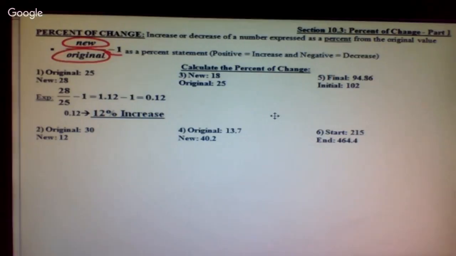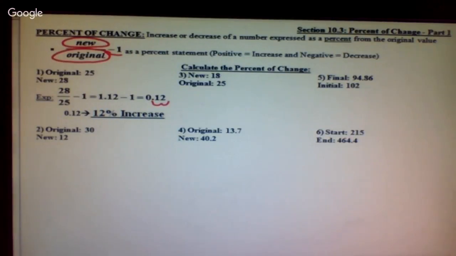Okay, so if you look, number 1 is done for you. Your new value was 28, your original value was 25. So you can clearly see from there that that should be an increase. When you divide the two and subtract 1, you get 0.12, which means that is a 12% increase. Remember, to go from a decimal to a percentage, we move the decimal 2 spots to the right.